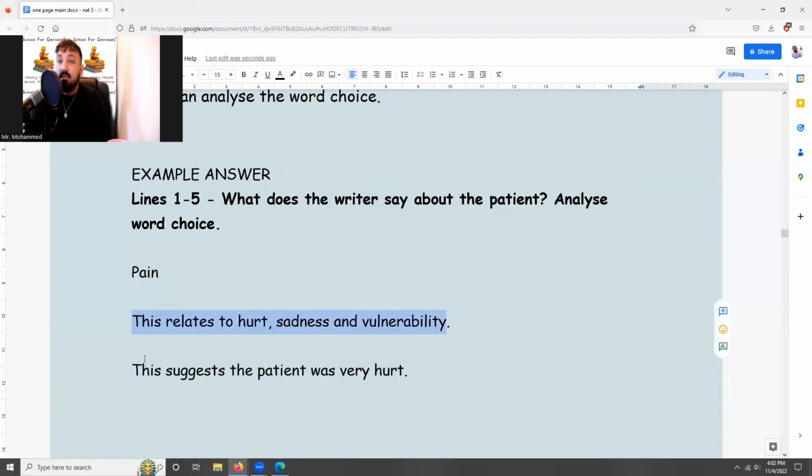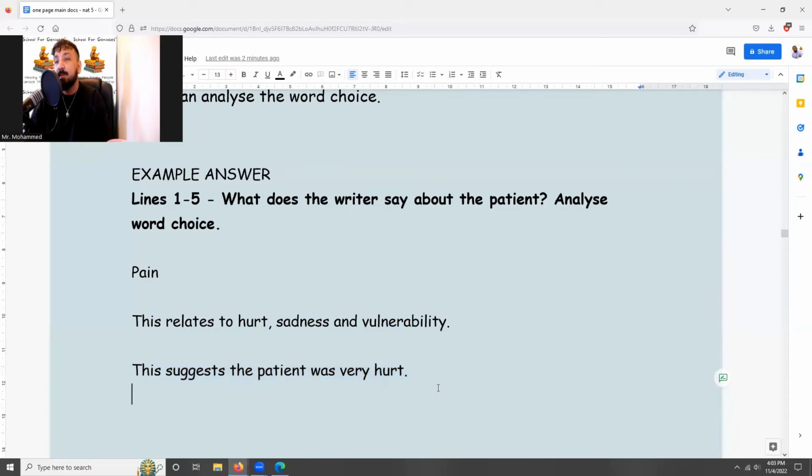Okay, so then we say pain. What does pain mean? Pain is related to sadness, being hurt, being vulnerable. So then all we do is answer the question. What does the writer say about the patient? Now again, the easiest way to do this is to take one of the words from the related words part. We take the word hurt and use that to answer the question. We just quote the question and add on the little connotation. This suggests the patient was very hurt. That is all you have to do.